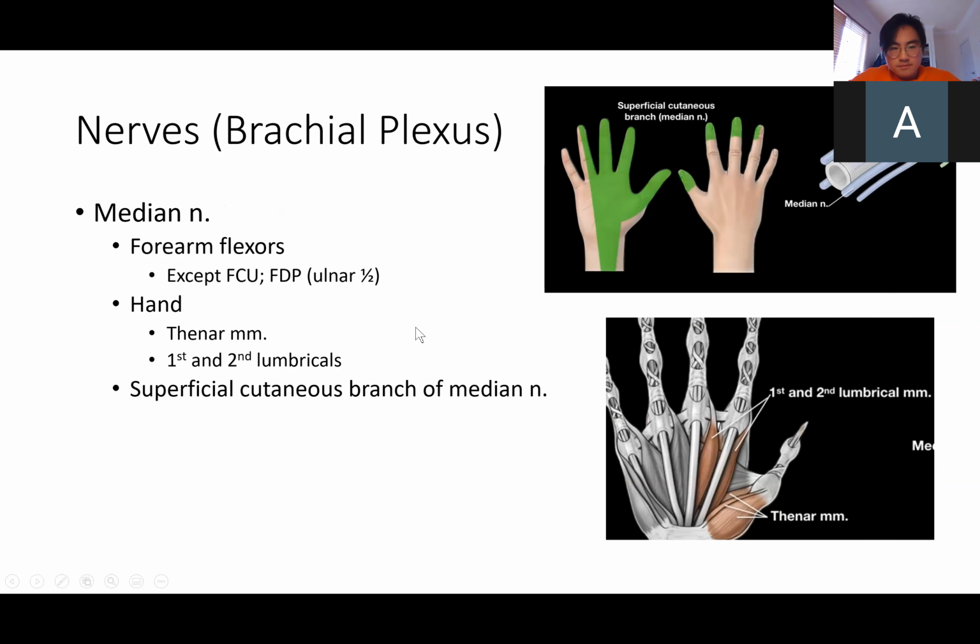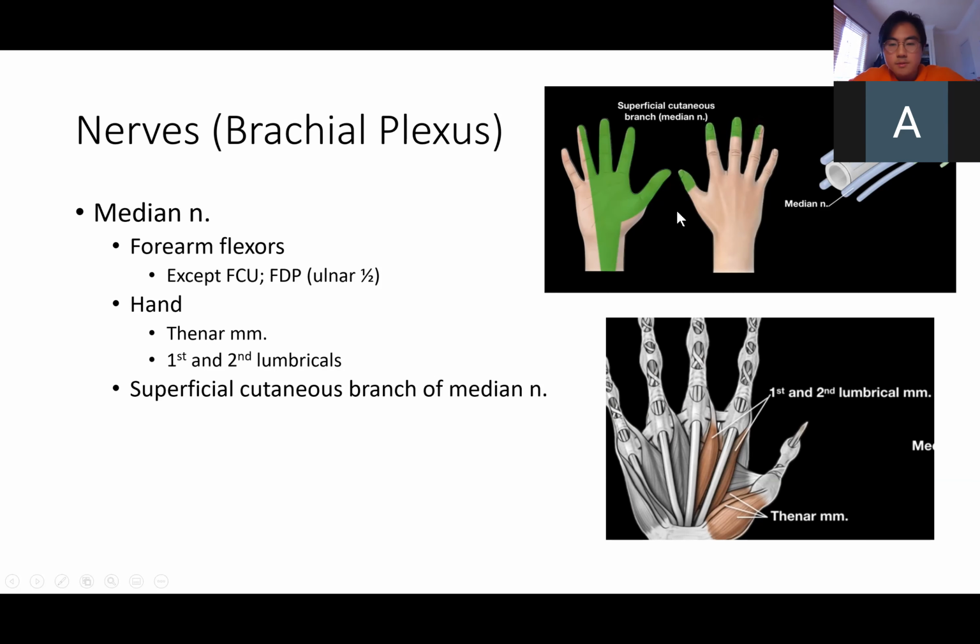The median nerve does all of your forearm flexors except these two muscles. Okay, so the flexor carpi ulnaris, so it's on the ulnar side, and the flexor digitorum profundus, which is deep to this muscle, and it's got dual innervation. So just remember, forearm flexors are all median nerve, apart from the ones on the really medial side, which will be done by the ulnar nerve. And it does some muscles of the hand, specifically the thenar muscles and the first and second lumbricals. And it also ends as sensation over here.